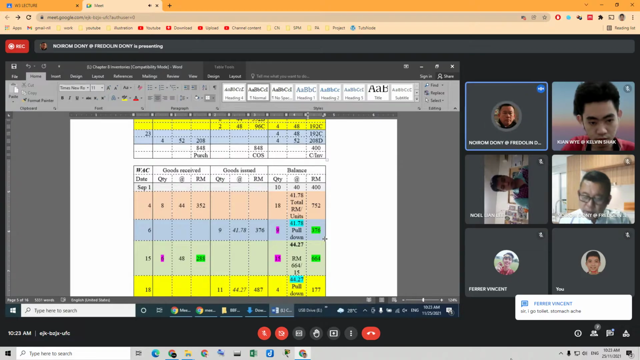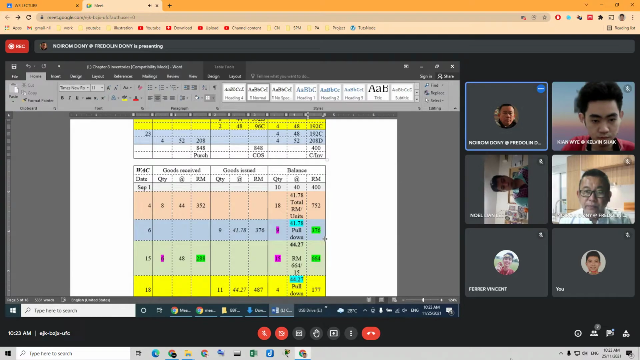Oh, sorry, that is 375.98 plus 288, 663.98. Then divide by 15. So you should be getting 44.265. So 265, meaning we have to do approximation to 2 decimal places. So it becomes 44.27. Same like this lah. Okay, so that is coincidence only.